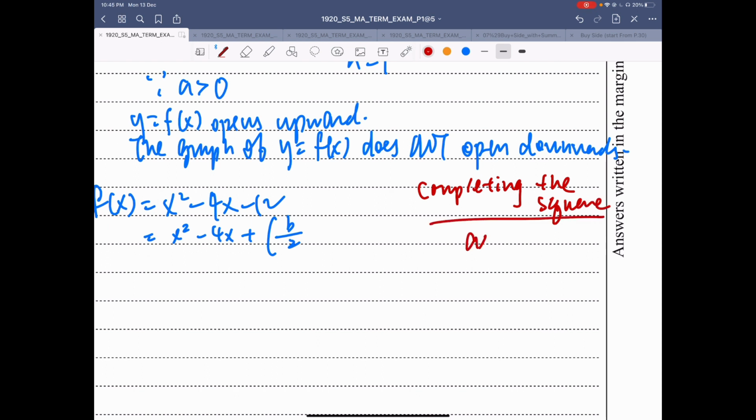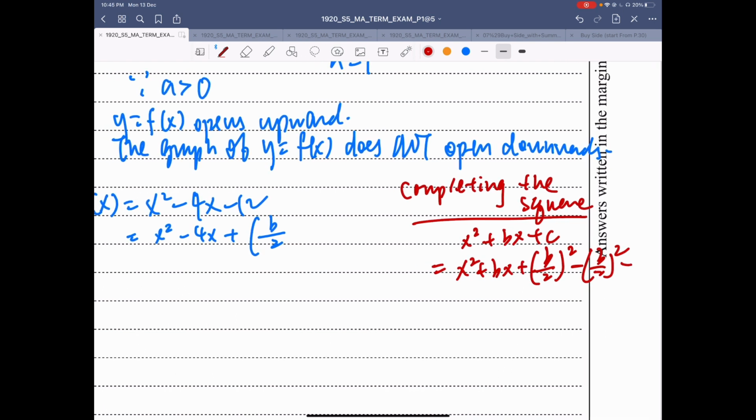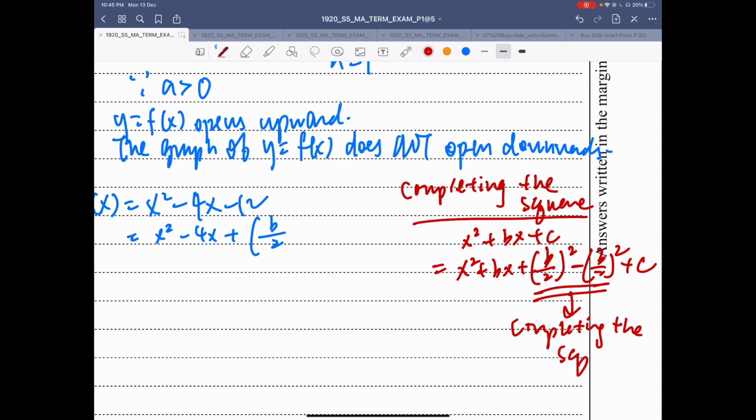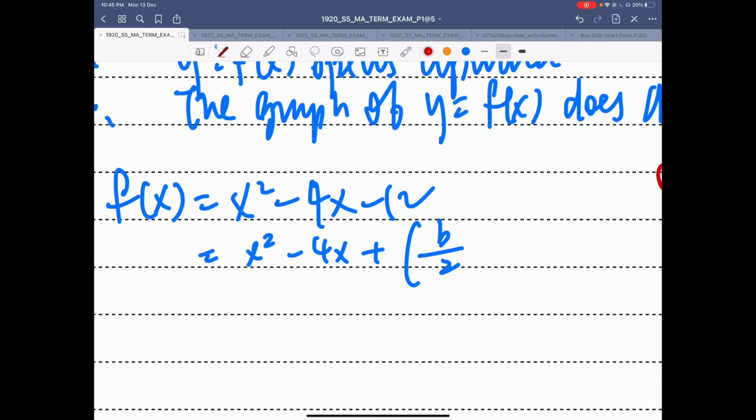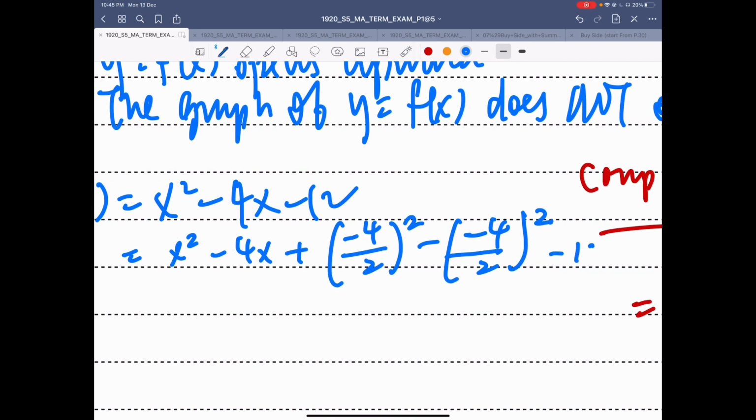Whenever you see ax squared plus bx plus c, what you will do is firstly pull the a out. Assuming a is pulled out already, then it will be x squared plus bx plus (b over 2) squared minus (b over 2) squared, so the added term disappears. Then the whole thing makes sense, and this process is the completing the square process. You need to show this step for the step marks. So b is -4: x squared minus 4x plus (-4 over 2) squared minus (-4 over 2) squared, minus 12, and continue.